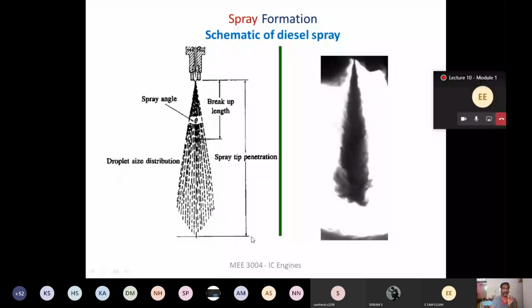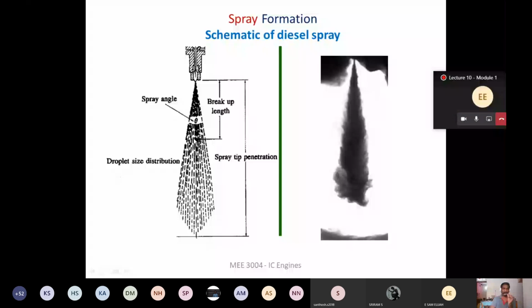The angle formed by the spray cone is called the spray angle or spray cone angle, which is given by the notation theta. At the core we have the liquid stream, then the liquid droplets, and then the vapor of the liquid.